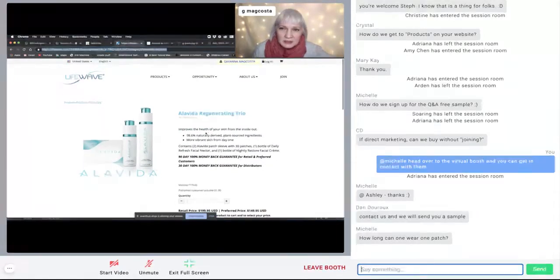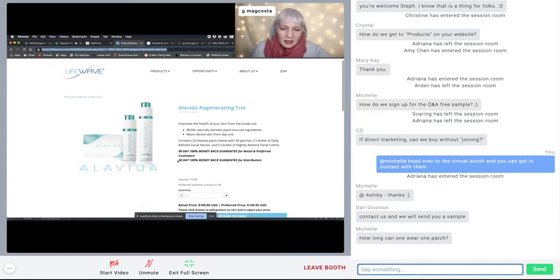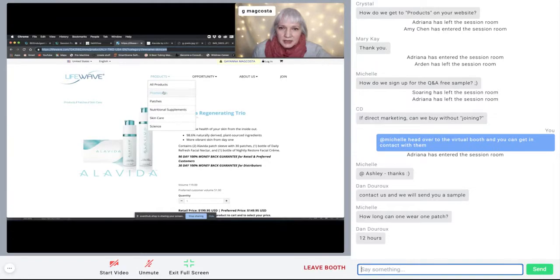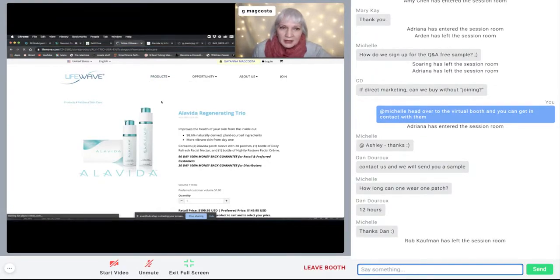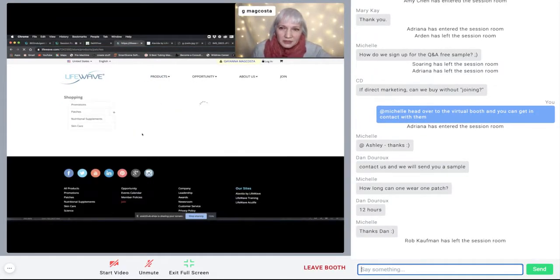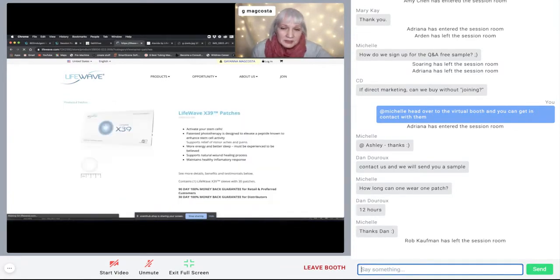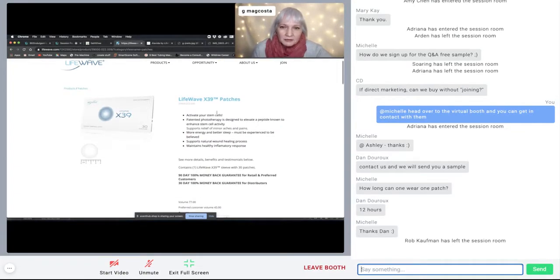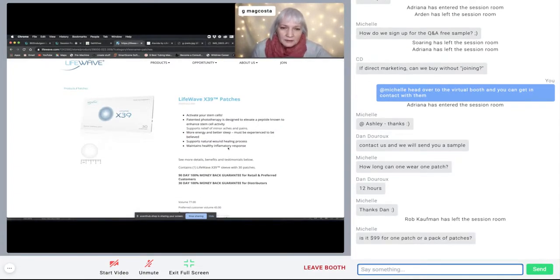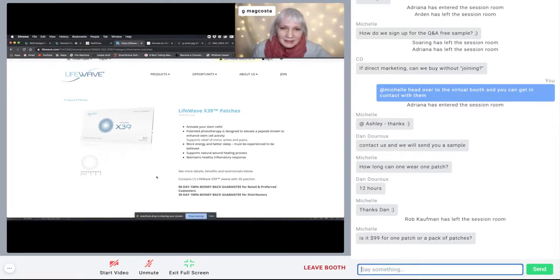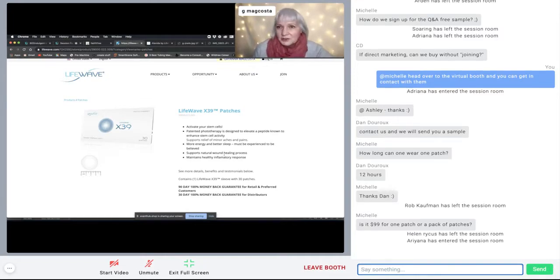This is the name of the company. It's LifeWave, and on the website you'll see all the different pricing and products that they have. There are patches for other things as well as the X39 patch that we're talking about. The X39 patch is the one they refer to as the stem cell patch because of its activation technology. So again, no stem cells, nothing is going into your body. Your body is turned on to activate the things that it normally would naturally, but stops doing as we age.